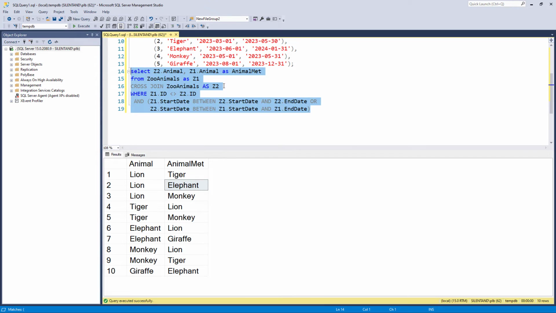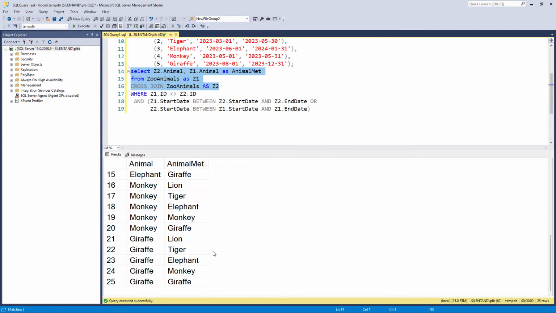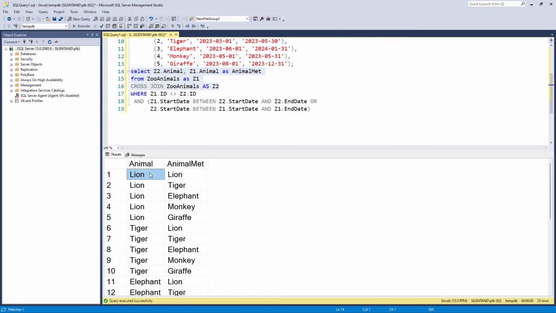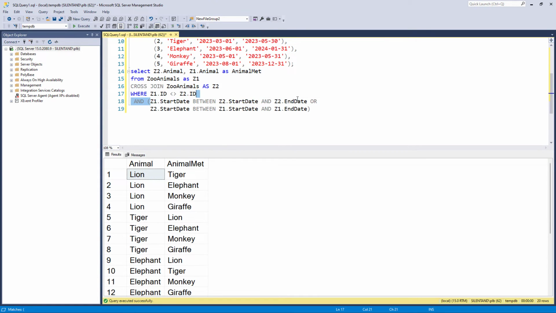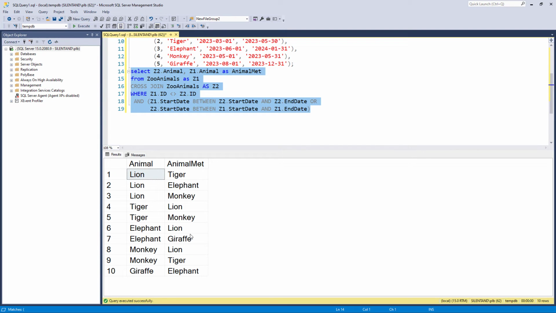We have used the cross join to compare every animal with every other animal, giving us the square of what we started off with. So we started off with 5 rows, we've now got 25. We have excluded ones where the animal met itself. So that takes us down from 5 times 5 to 5 times 4. And then we've looked at the relevant dates when they were there. So now you can see we're down to 10. So that does answer the question, but let's get it a bit more elegant.